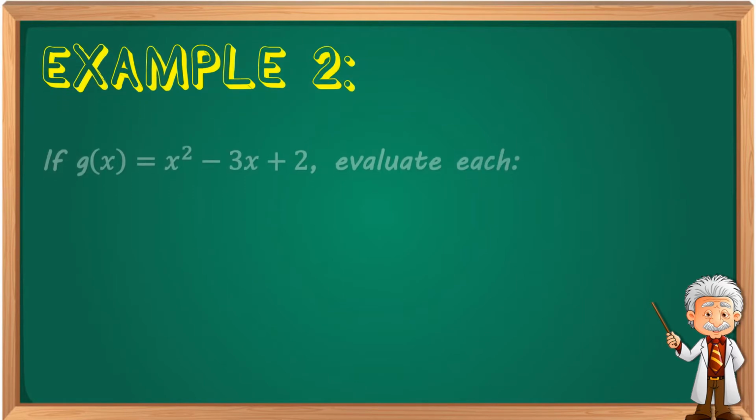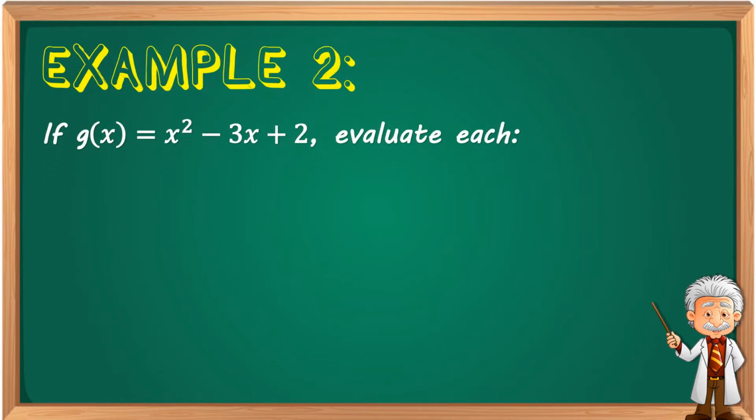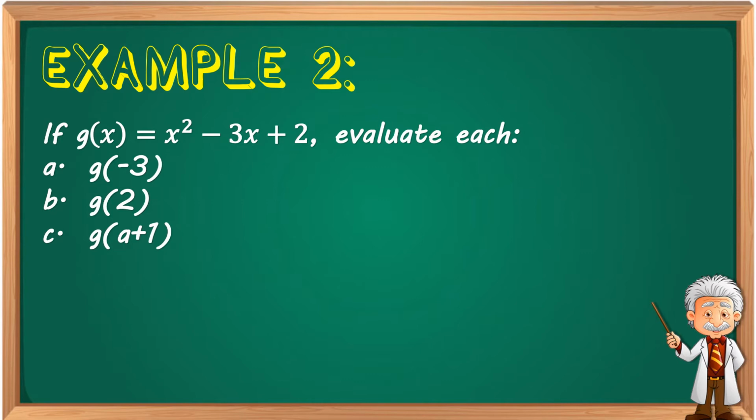Example 2. If g of x is equal to x squared minus 3x plus 2, evaluate each. A, g of negative 3, B, g of 2, and C, g of a plus 1. Inulit ko, hindi yan multiple choice. Ibig sabihin ng mga yan ay domain ng function na g of x is equal to x squared minus 3x plus 2. So, bawat isa ay isa-substitute natin sa variable na x para makakuha tayo ng value ni g of x.